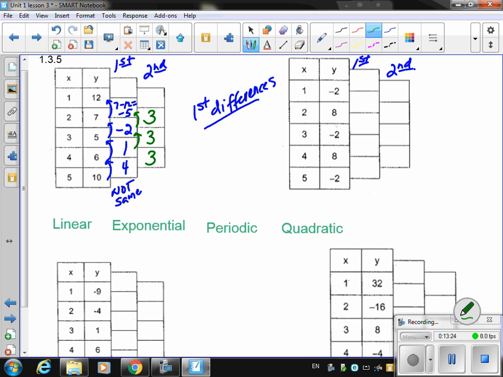I've gone up by the value of 3 each time. My second differences are the same. That tells me it is quadratic.